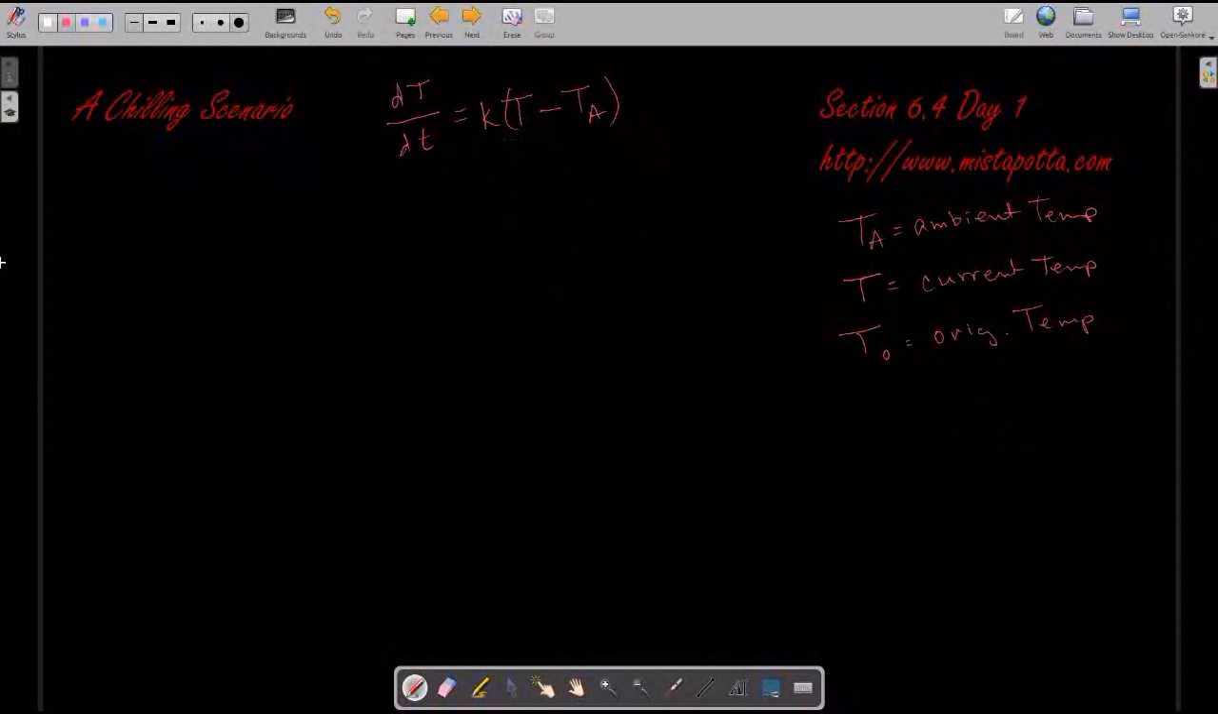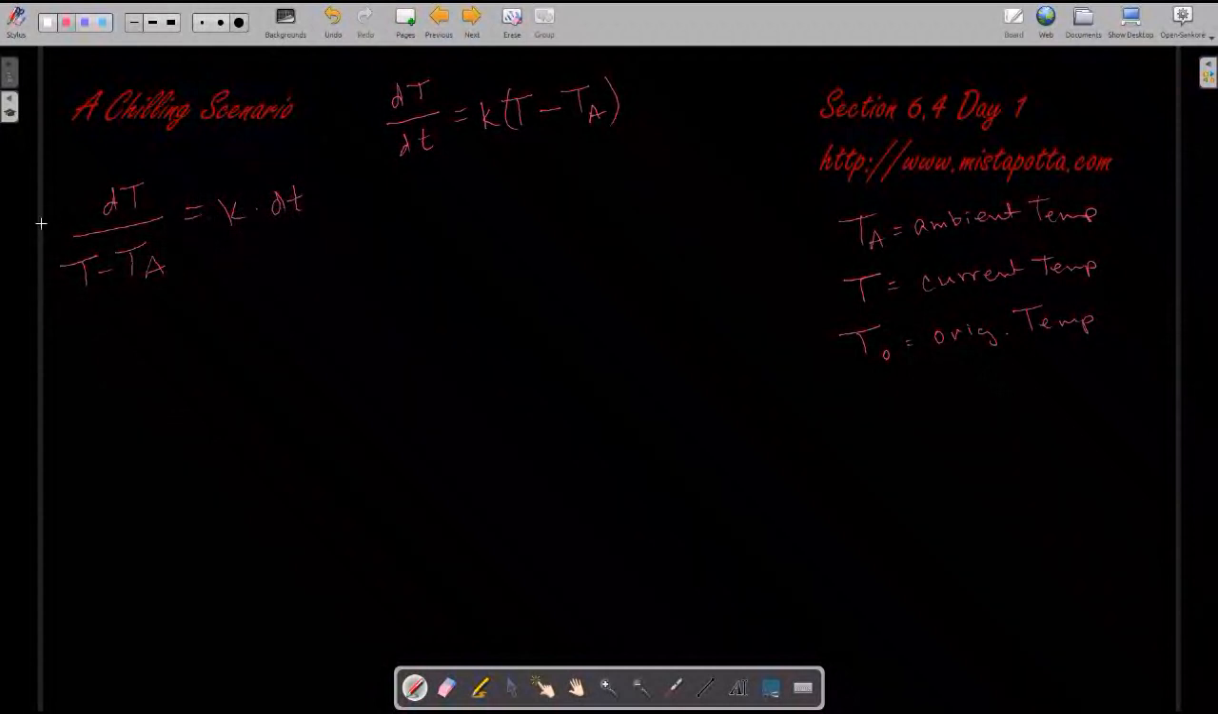First thing I'm going to do is separate my variables. So I'm going to have to move this T minus T_A to the denominator over here. And I'm going to have k dt here. And I want to integrate both sides.